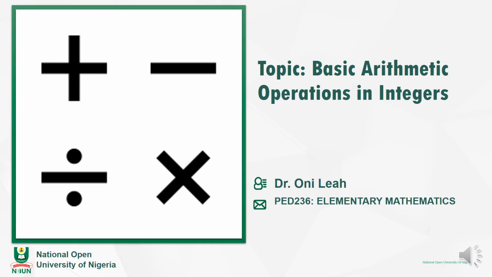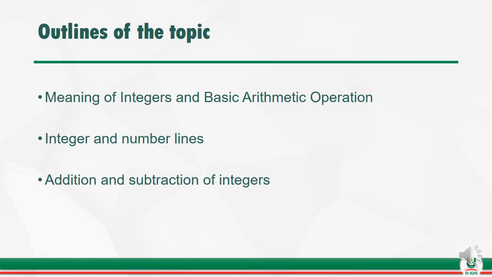Now, let's go back to the topic: basic arithmetic operations in integer. Let's look at the outlines of the topic. Today, we are going to consider the meaning of integers and basic arithmetic operations. Then secondly, we will look at integers and number lines. And lastly, we have addition and subtraction of integers.